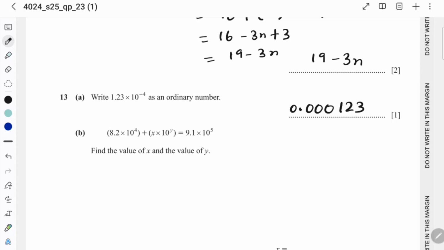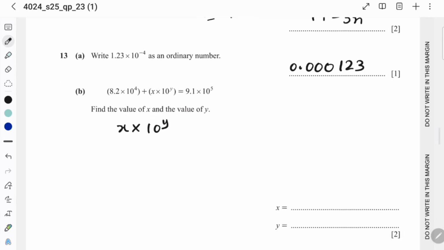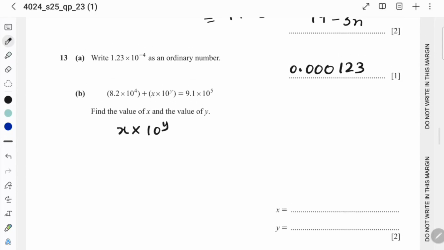Next: 8.2 times 10 to the power 4 plus x times 10 to the power y is equal to 9.1 times 10 to the power 5. We have to find x times 10 to the power y, and calculate x and y. It's a 2 marks question.